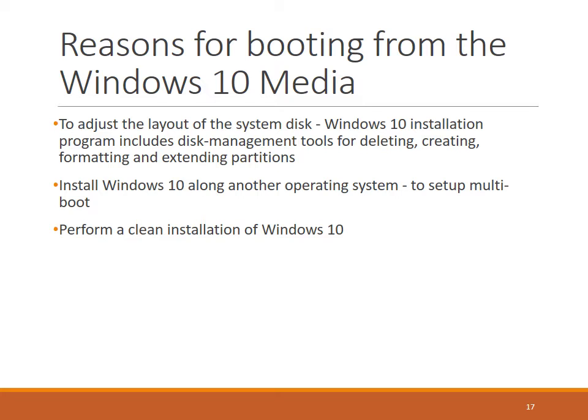So you can install Windows 10 alongside another operating system. This is called a multi-boot environment. You can actually do this with a number of different operating systems. Windows 7, Windows 8, Windows 10, those all include options for installing Windows alongside another operating system. Finally, you want to boot from the Windows 10 media, as I said before, to do a clean installation of Windows 10. This basically just allows you to take your operating system back down to the studs.